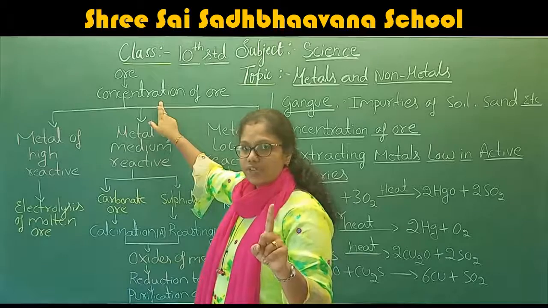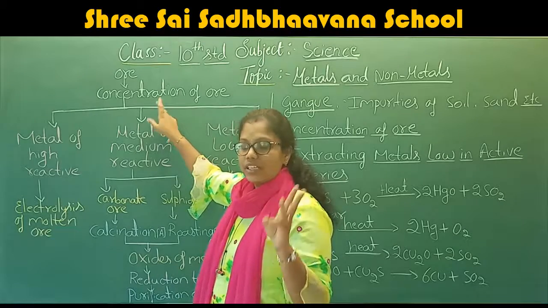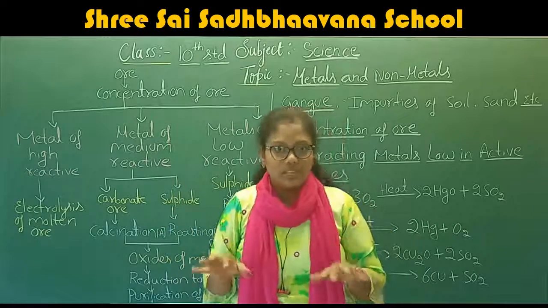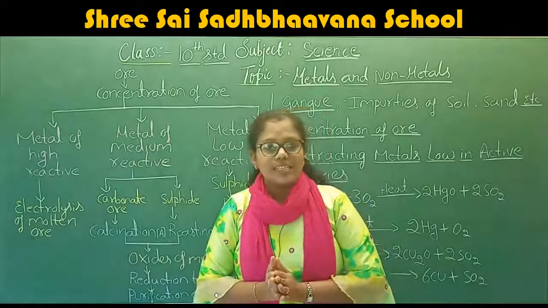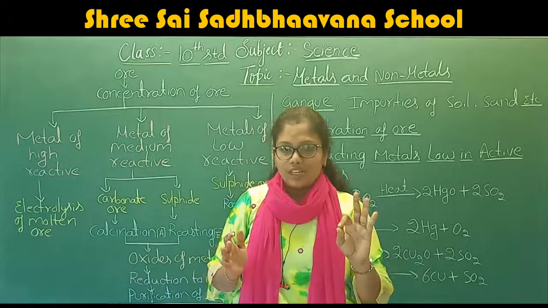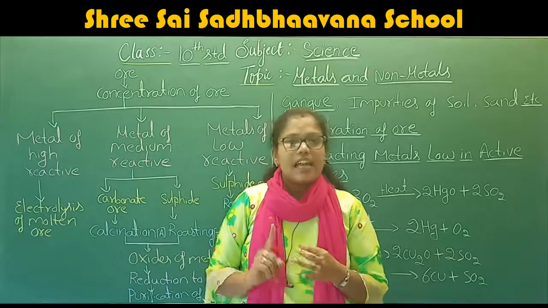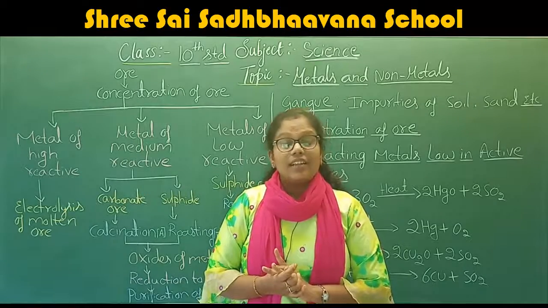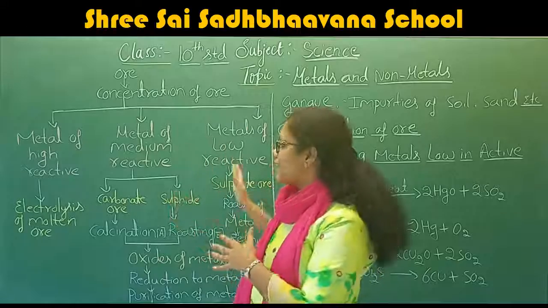After the concentration, the ores are divided into three parts. The metals are divided into three parts according to the reactive series: one is the high reactive metals, the second is the low reactive metals, and the third is the middle reactive metals. According to the reactivity series, we are going to extract the metals.